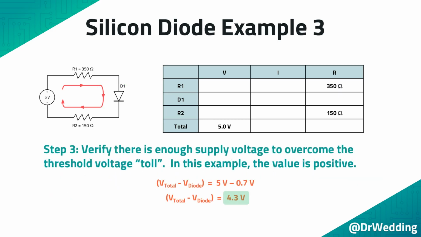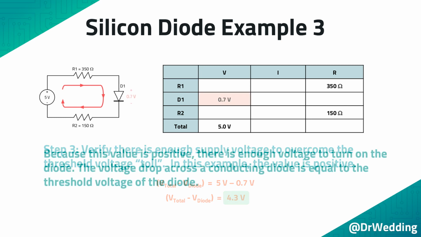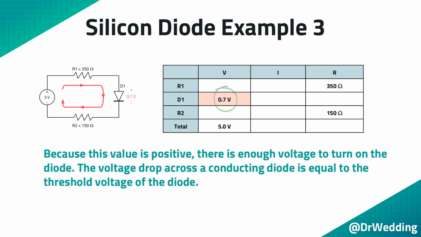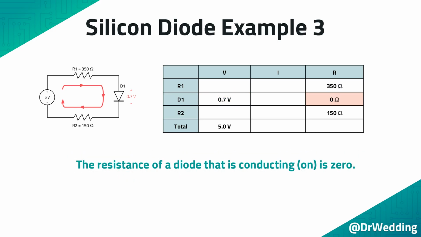Step 3. Verify there is enough supply voltage to overcome the threshold voltage toll. In this example, the value is positive. Because this value is positive, there is enough voltage to turn on the diode. The voltage drop across a conducting diode is equal to the threshold voltage of the diode. The resistance of a diode that is conducting is 0.